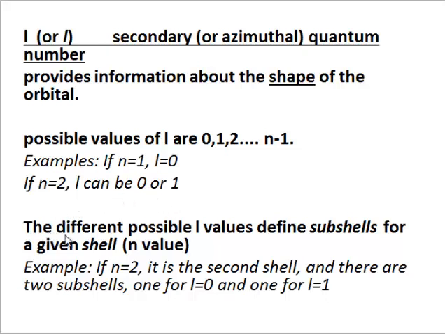The different possible l values define subshells for a given shell. Shell is determined by the n value. So for example, if n equals 2, it's the second shell. n equals 1 is the first shell. And there are 2 subshells, one for l equals 0, and one for l equals 1.